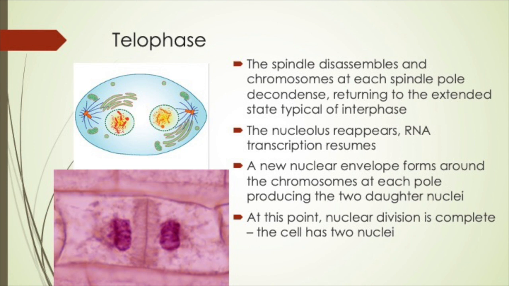The spindles start disassembling at the chromosomes, and each spindle pole decondenses, the nucleolus reappears, RNA transcription starts resuming. We have a new nuclear envelope reappearing, right? Nuclear division is complete at this point. And what you can see in the center is a plate forming.